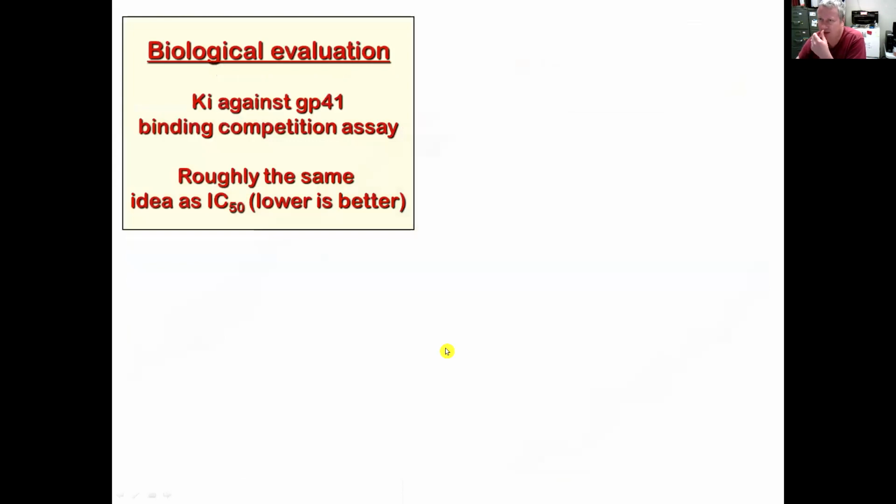Okay, so then we basically took the library and we screened it against a binding competition assay of GP41.